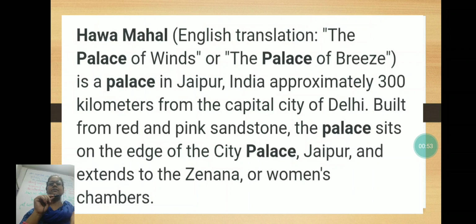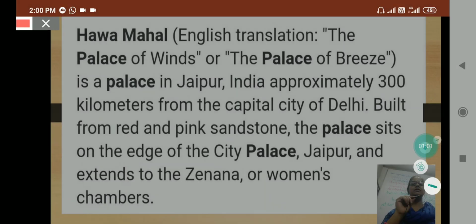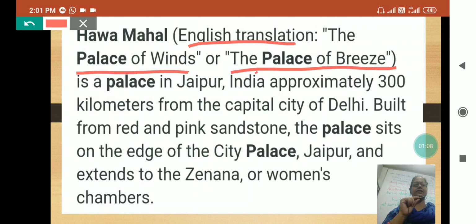See here, Hawa Mahal is a Hindi word, and if we translate it into English, what will it be? The English translation is Palace of Winds or the Palace of Breeze. Wind means air, breeze. It is a palace in Jaipur, and it is approximately 300 kilometers from the capital city Delhi, the capital of India. Okay, and Jaipur is the capital of Rajasthan.